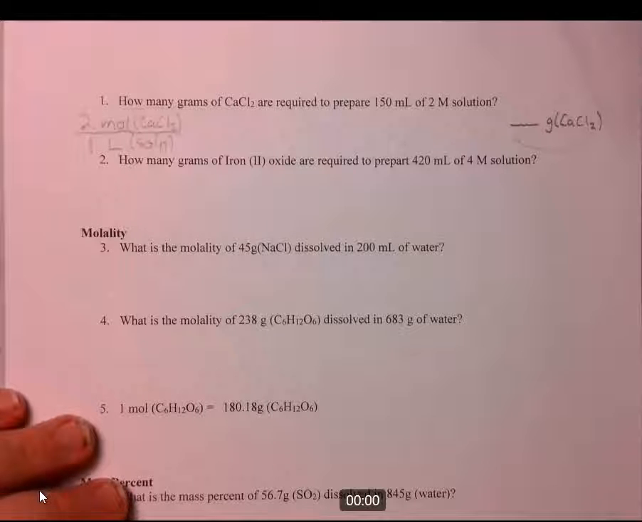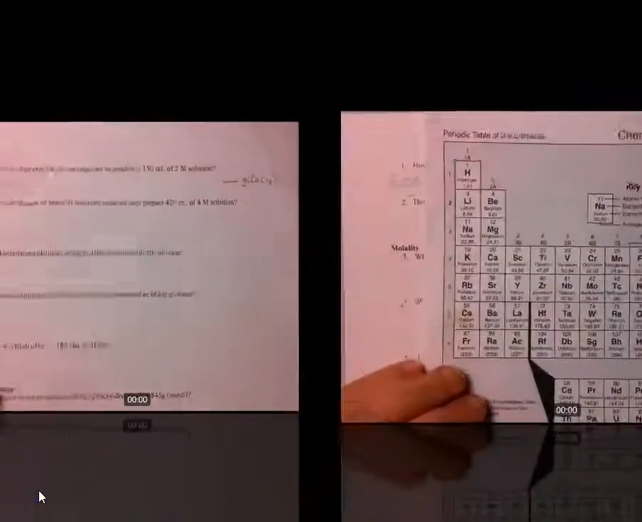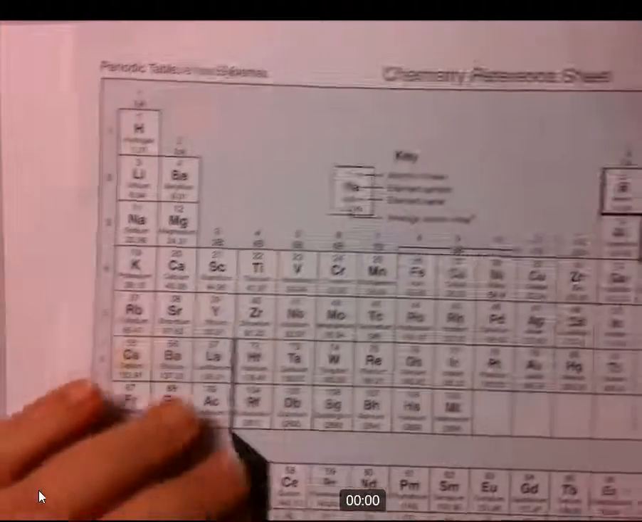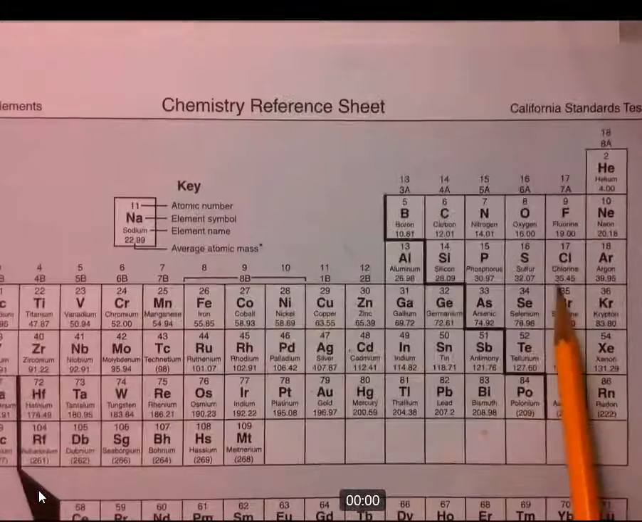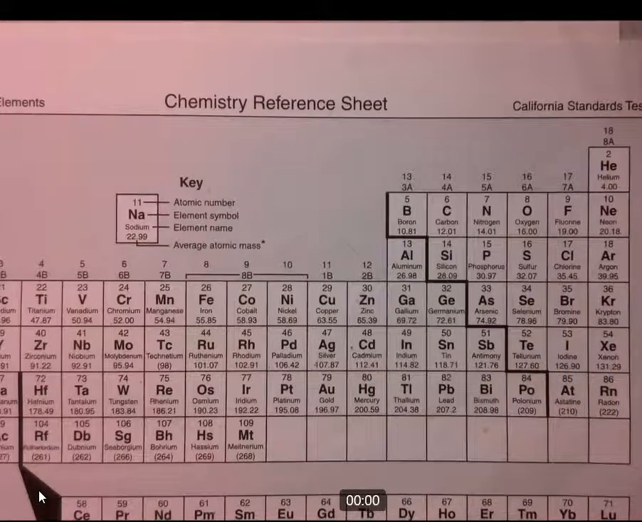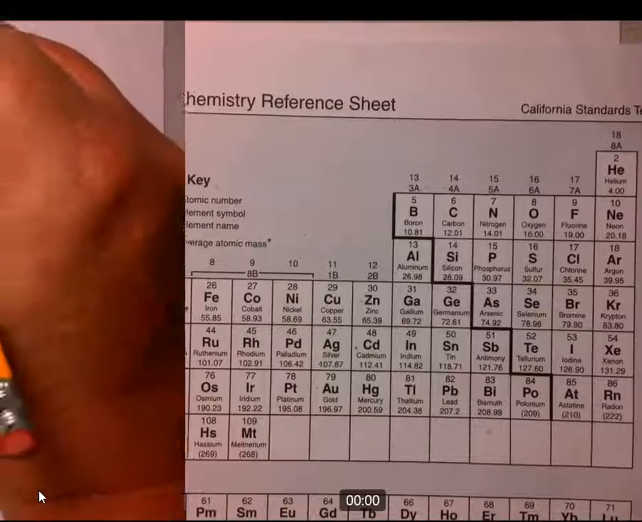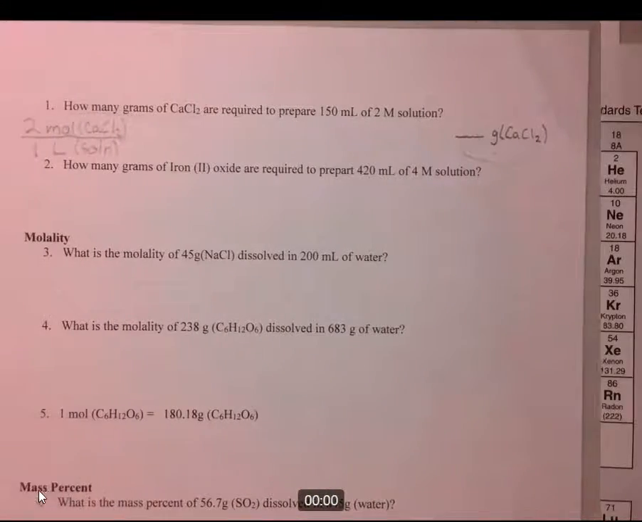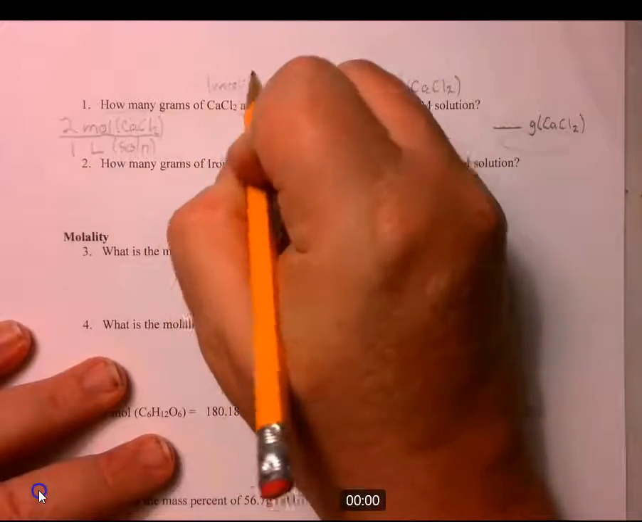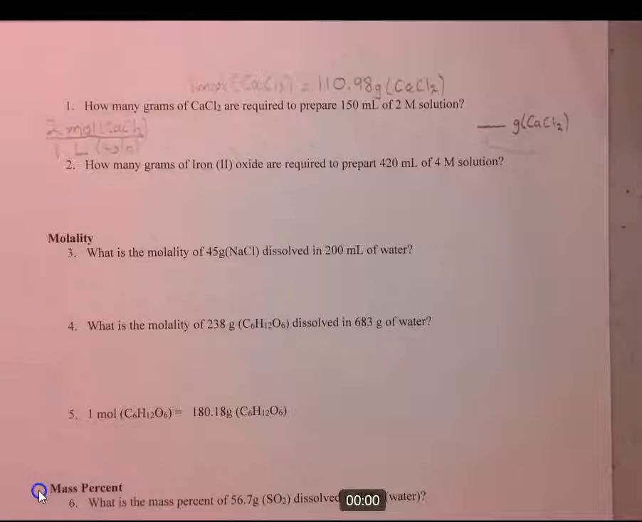So what we need to do is get our periodic table. Okay, and here's the periodic table, just appeared in front of your eyes. It's 40.8 for calcium, and chlorine is 35.45, and you have 2 of those, CaCl2. So we're going to multiply those and add them together. And what we get for that is 110.98. So 1 mole of CaCl2 equals 110.98 grams CaCl2.